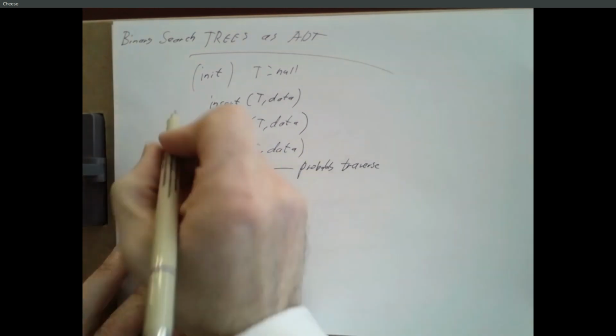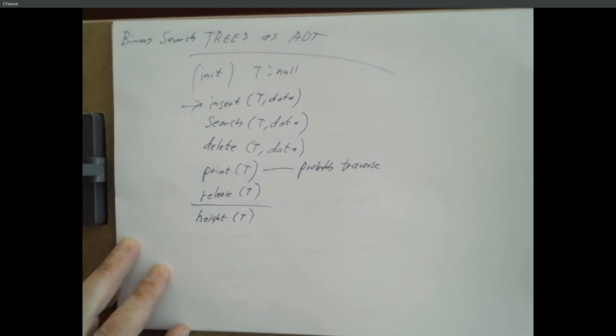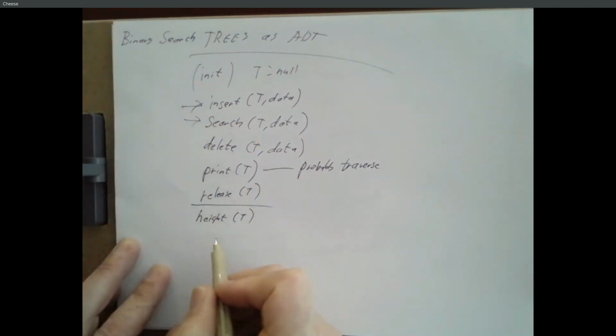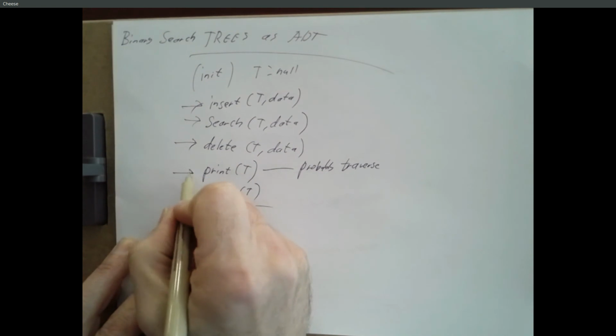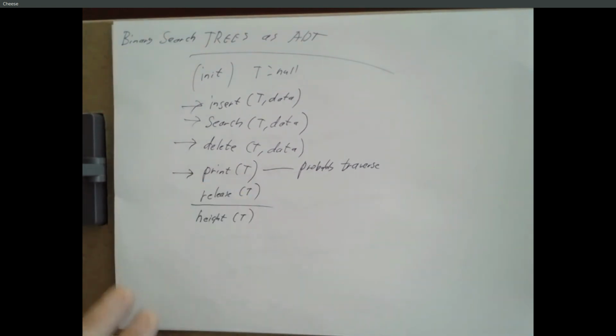But we definitely want to be able to insert data into trees. We want to be able to search a tree for data. We want to be able to remove a piece of data from a tree. We want some way to print the contents of a tree, and a more useful function than print would be some kind of traversal. So something like when we talked about traversing a hash, we talked about iterators. So maybe something that says give me the first node of the tree, give me the next node of the tree, give me the next node of the tree, keep doing that until the tree is empty.